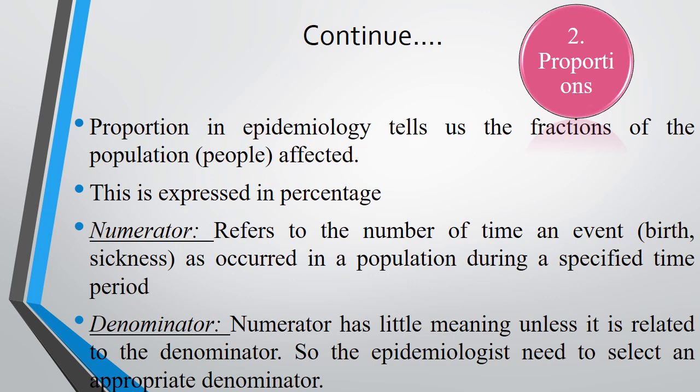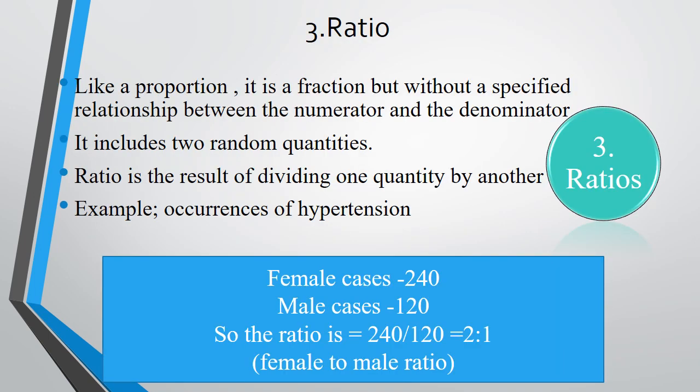Proportion in epidemiology tells us the fraction of the population affected, how many people are affected in the total population. As in the example of Kosamba, among the total population of under 5 children, how many children are affected with malnourishment. This is expressed in percentage. We always express it in percentage. Maybe 20% of under 5 children are affected with malnourishment; like that we can tell it as a percentage.